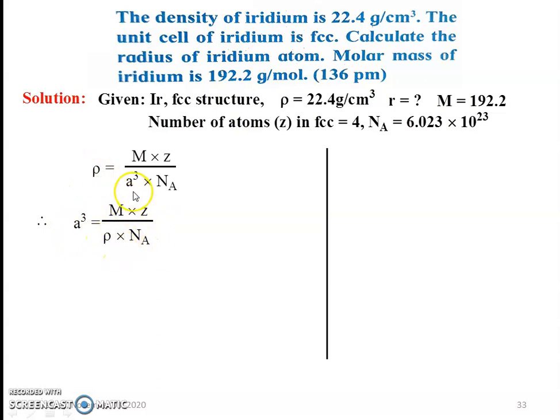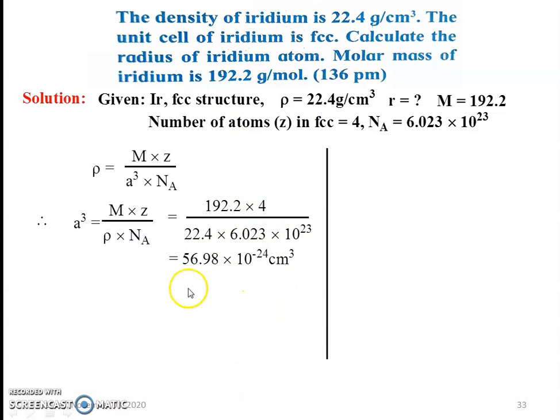Just density and a cube, these two terms will be exchanged, and this is the formula for volume of unit cell. Now we know the values of all the terms. Substitute the values. Molar mass of iridium is given, 192.2. Value of Z is 4. Density is given, 22.4. Value of Avogadro number is also known.